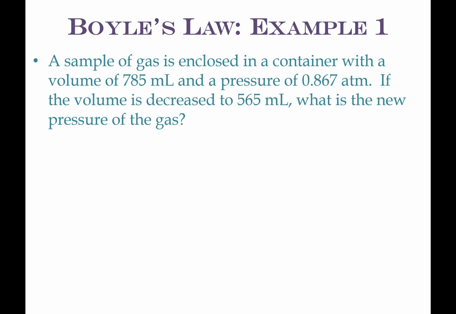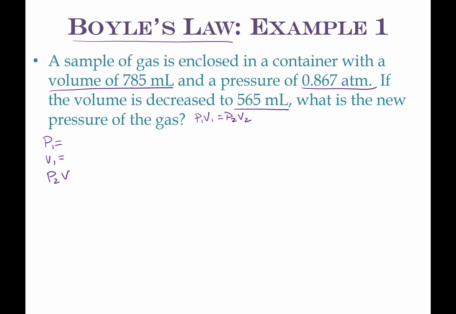So let's try one. A sample of gas is enclosed in a container with a volume of 785 milliliters and a pressure of 0.867 atmospheres. If the volume is decreased to 565 milliliters, what is the new pressure of the gas? Now I'm telling you it's Boyle's law, so we know we need P1 V1 is equal to P2 V2. On the test, I'm not going to tell you that. I like to make a list because then I know exactly what I'm doing and I can just plug my numbers in and go.